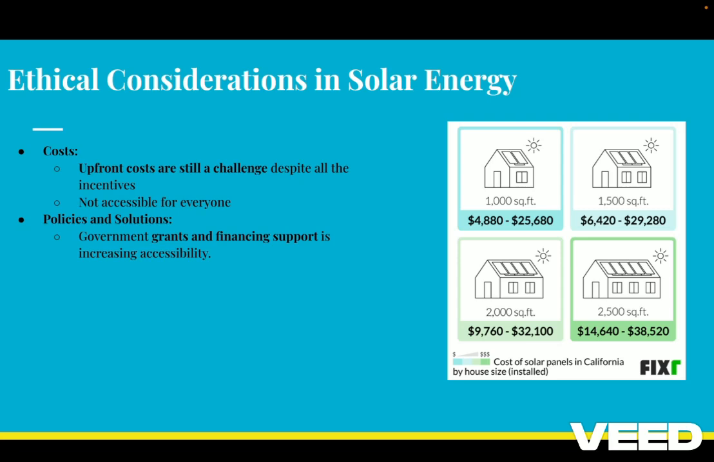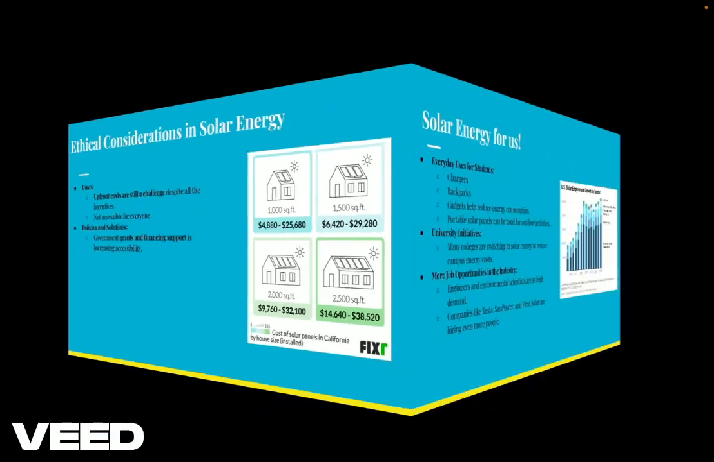So, on the chart on the right, you can see the cost of installation in California by house size. And you can see that for a 1,000 square foot house, you'd need to pay anywhere from 4,880 to 25,680. And it can go as much as 38,520 if it's a 2,500 square foot house. And this is definitely not something everyone can afford.